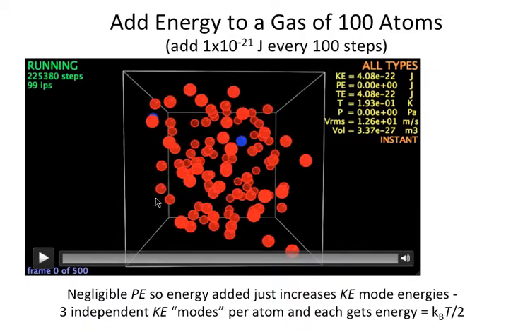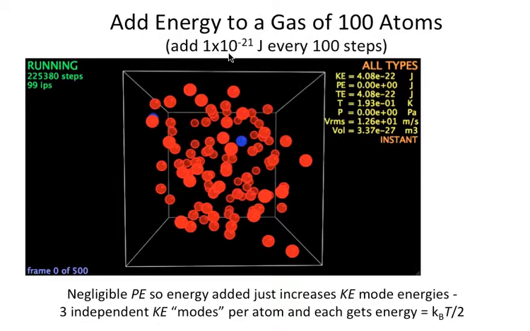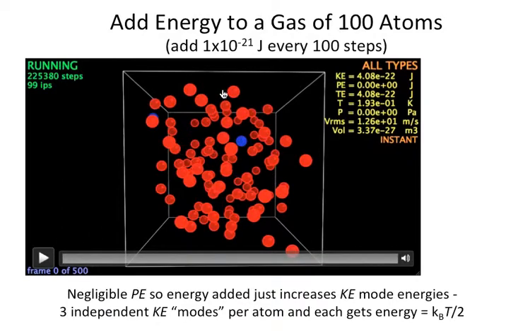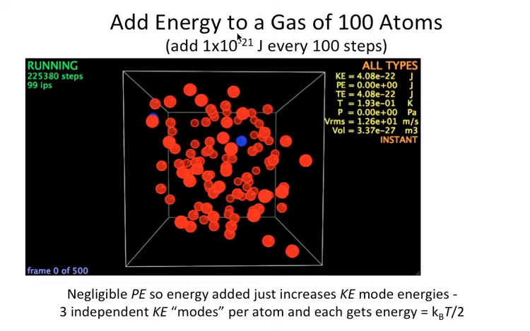So the first 100 are going to be with this energy. You'll be watching them move around. The second 100 is going to be with this energy plus 1 times 10 to the minus 21. Steps 200 to 300 will be with another 1 times 10 to the minus 21 joules of energy. Steps 300 to 400 will be with another 1 times 10 to the minus 21 joules of energy. So the energy is just going to keep going up.